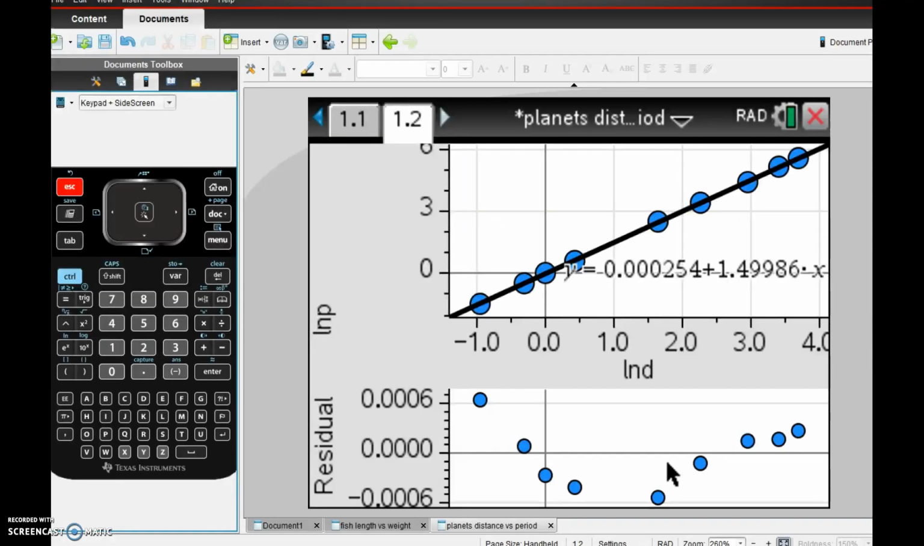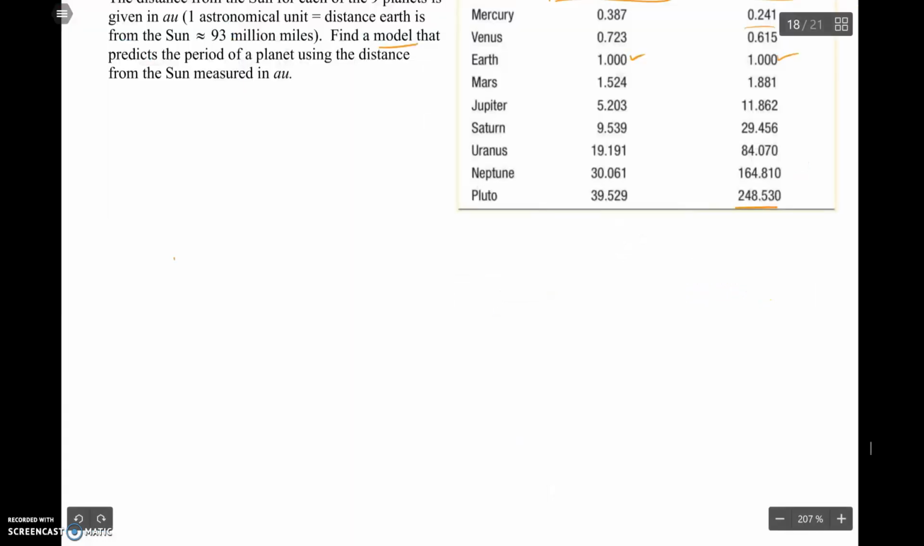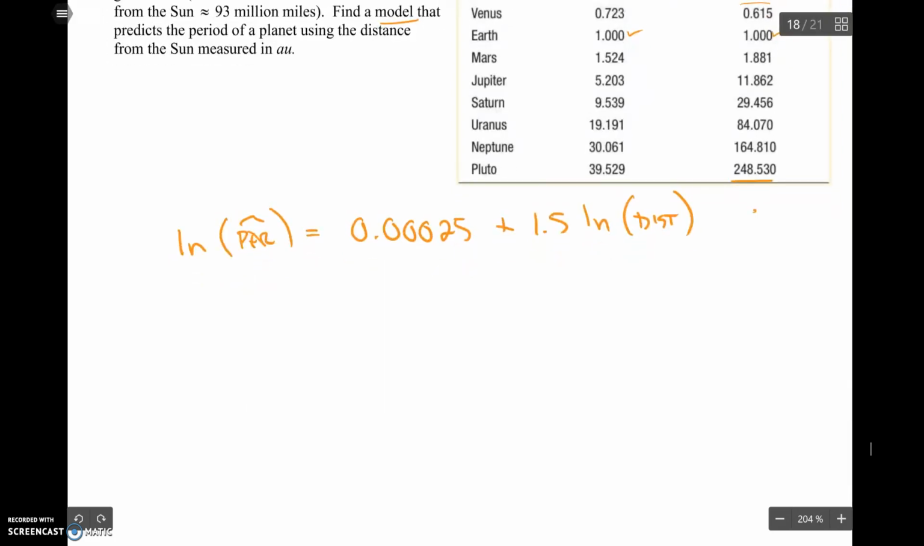So we have 0.00025 plus 1.5x. So the natural log of the period predicted is equal to 0.00025 plus 1.5 times the natural log of the distance. So let's put this into that power equation. Y equals a times x to the p power.